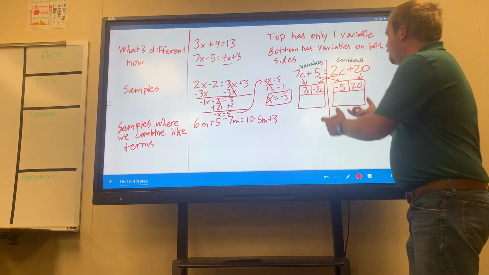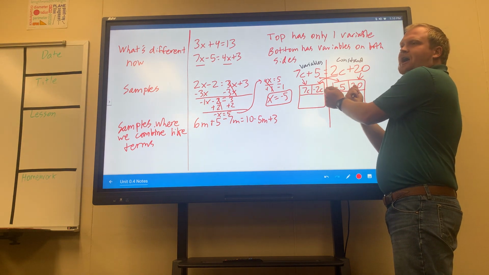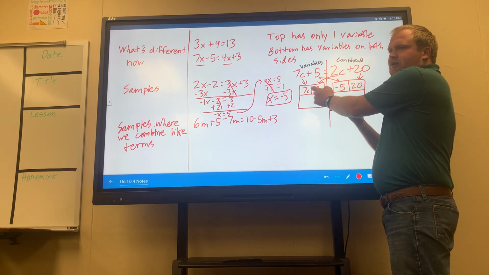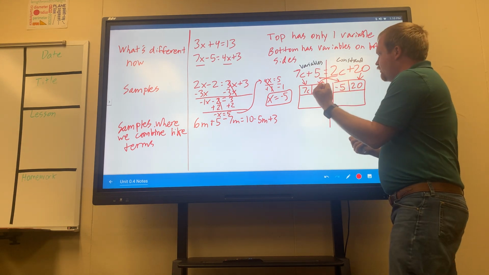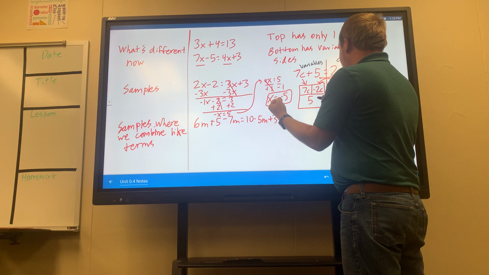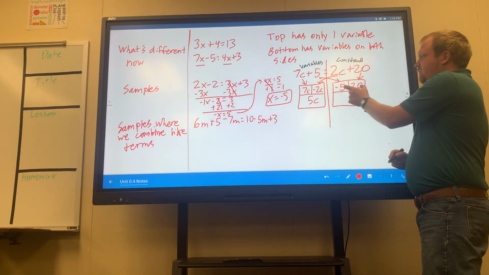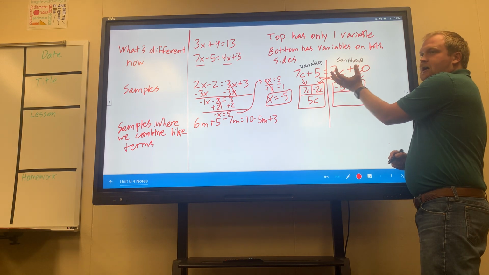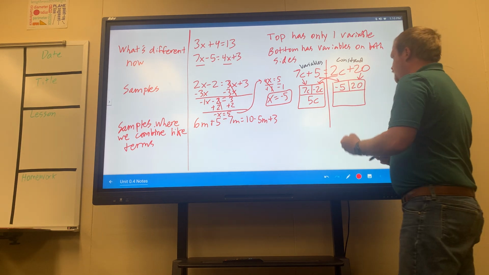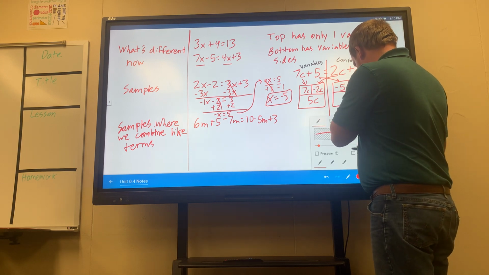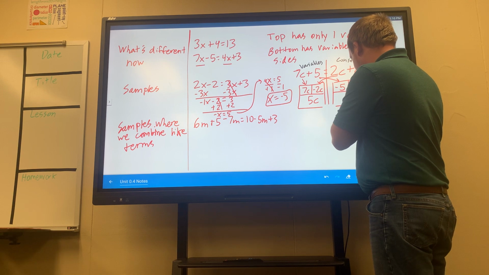So now initially what I'm doing is I'm going to combine like terms. So I have 7c and a negative 2c. If I combine those together, that gives me a positive 5c. And I do the same thing here. Negative 5 and the 20, I combine them together to give me 15. I'm just going to erase this real quick.